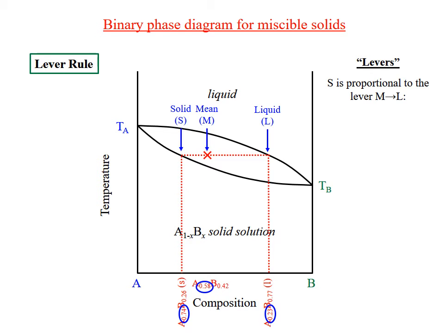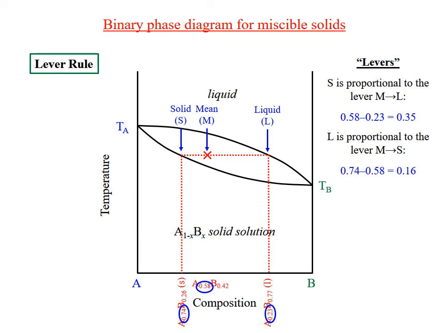So what we say is that the proportion of solid will be determined by the lever from the mean to the liquid side, which is from 0.58, the mean composition, to 0.23, the liquid composition. That is to say, the composition at this solid point on the solidus is given by this lever here. Similarly, the proportion of sample in the liquid phase will be determined by the lever from the mean to the solidus, from 0.74 on the solidus to 0.58 at the mean. This composition here is given by this lever here.